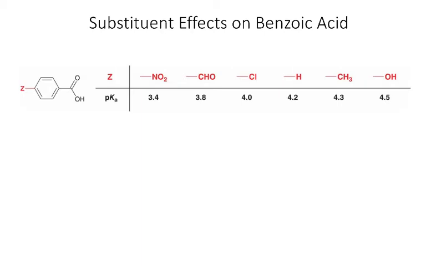Whereas in the other direction, an alkyl group is moderately electron donating. That actually increases the pKa. And then we have OH, which is strongly electron donating. That increases the pKa, making it less acidic.